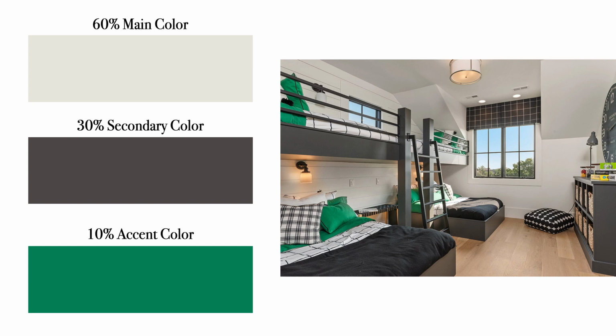This color is taking up at least 30% of the room as part of the furniture, window treatments, the clock on the far right side, and even the bedding. Finally, those pops of Kelly green look fantastic as a 10% accent color.